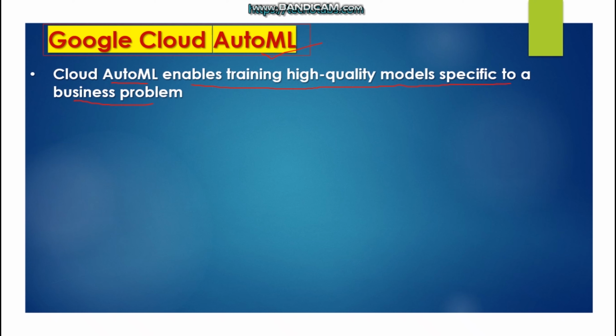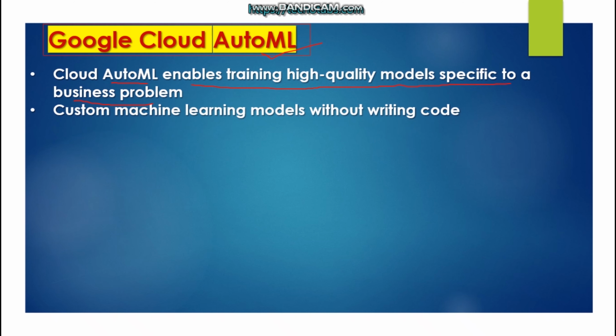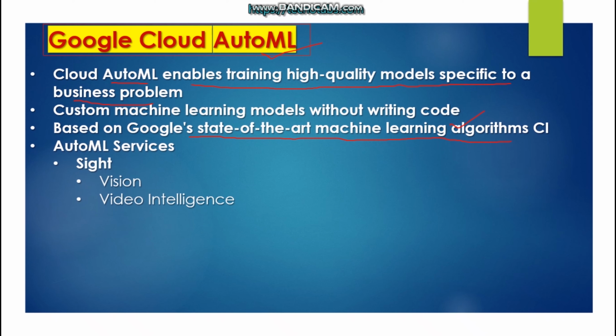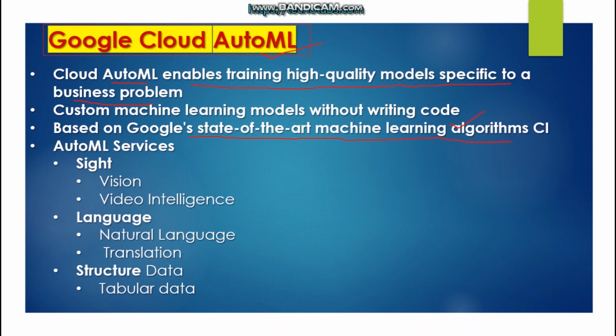But in AutoML, it's one step ahead, where you can use AutoML for training your APIs for getting the task done specific to your business, and you don't have to write much code for getting things done. AutoML is based on state-of-the-art machine learning algorithms. So you can apply AutoML on services like Vision or Video Intelligence, or you can also use it on Natural Language and Translation, and you can use it on structured data. All right. So let's assume a business problem where you are using the Vision API for identifying what's there in the picture.